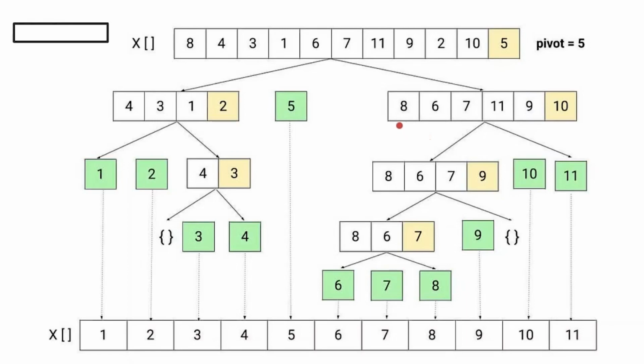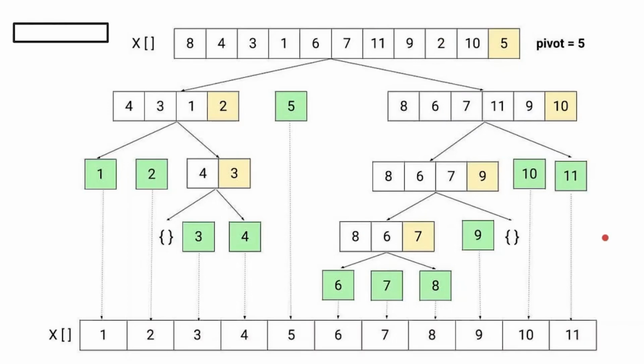Now coming to the right side, here we need to set a pivot value. The last value is 10. We need to do the same thing we have done on the left side, so the values you will get are like this. Likewise, this is how the quicksort algorithm technique works.